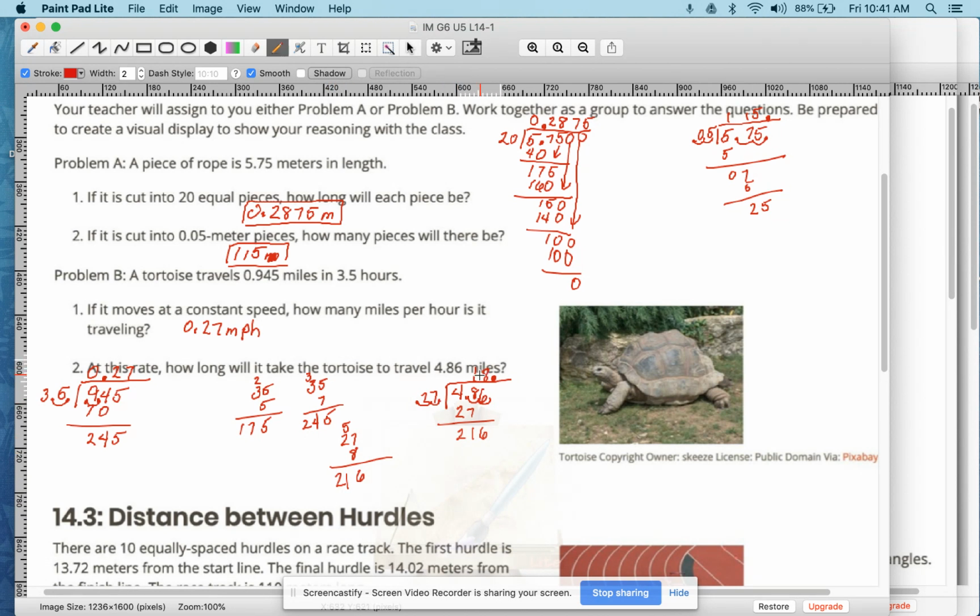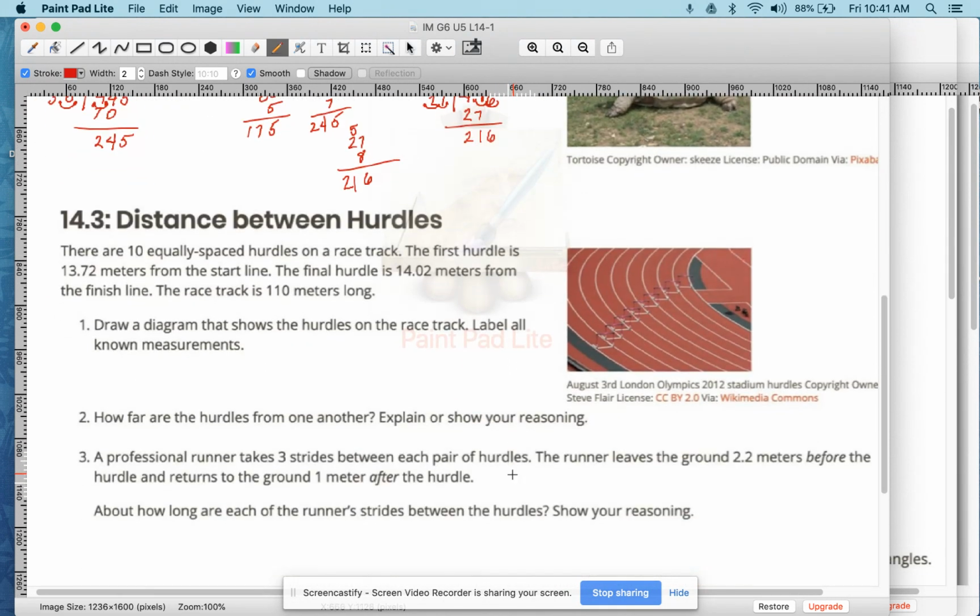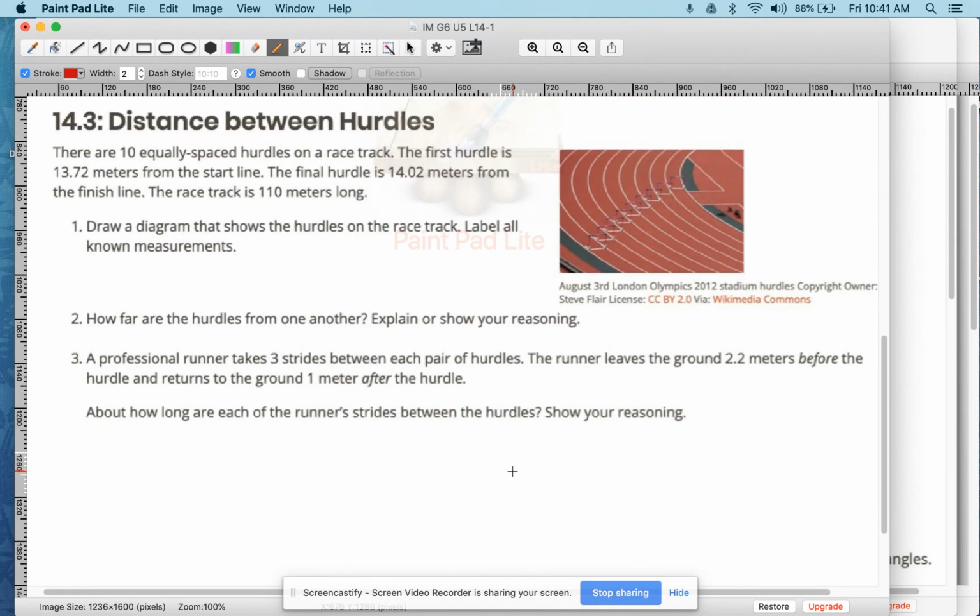So I've got 18 here. So at this rate, how long will it take the tortoise to travel that many miles? It will take him 18 hours. Poor little tortoise, it just takes him forever to get places. 18 hours to go almost 5 miles. That's a long time. He is walking really slow.